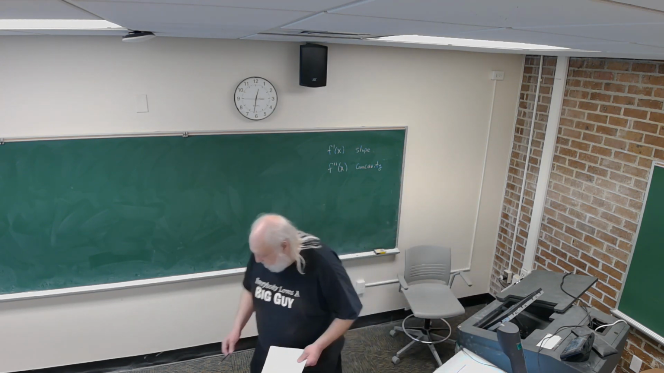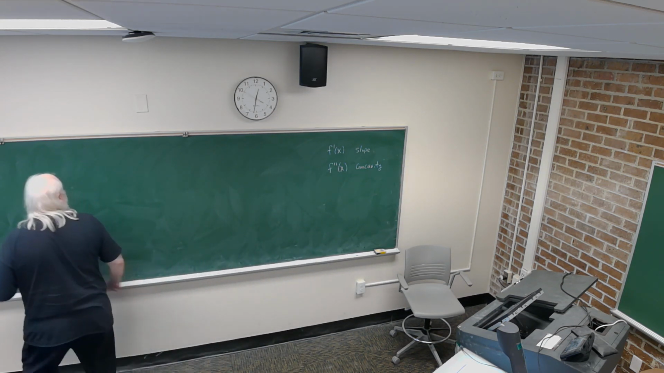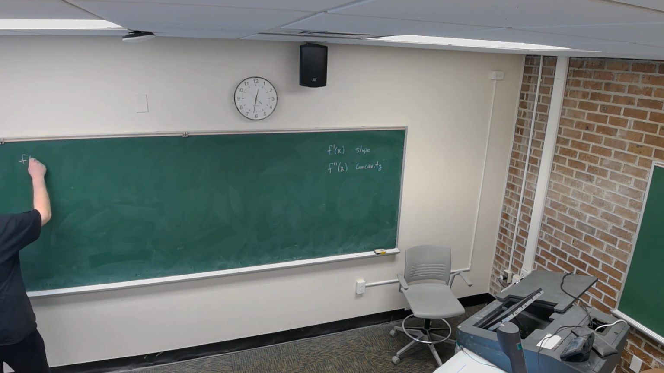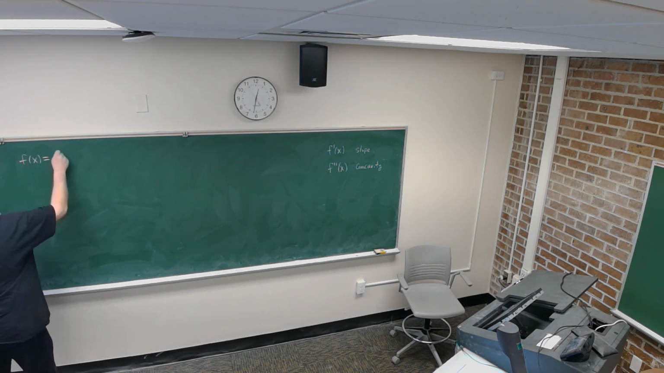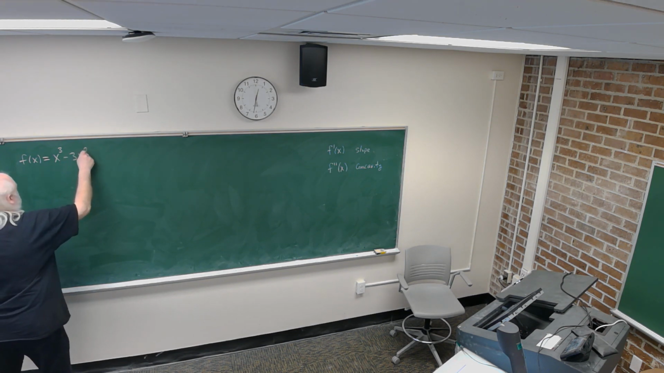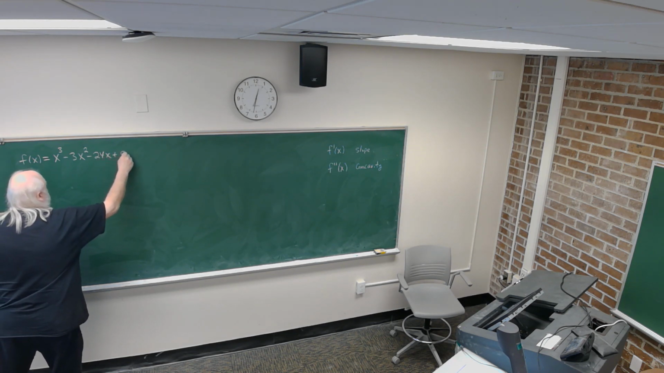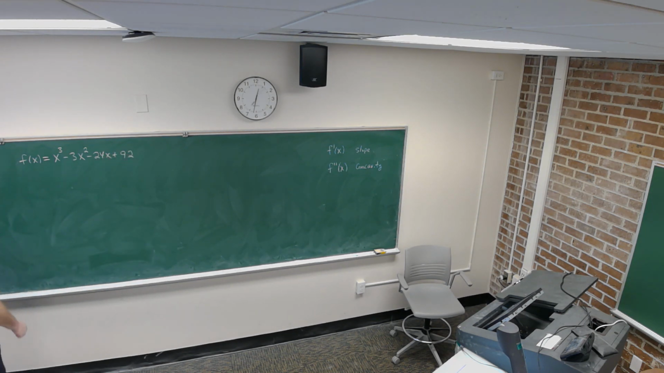So in the first example, we have the third degree polynomial f of x is equal to x cubed minus 3x squared minus 24x plus 92. And yesterday we did the first derivative test to see where the graph of this function is increasing, decreasing, where the local maximum was, where the local minimum is.